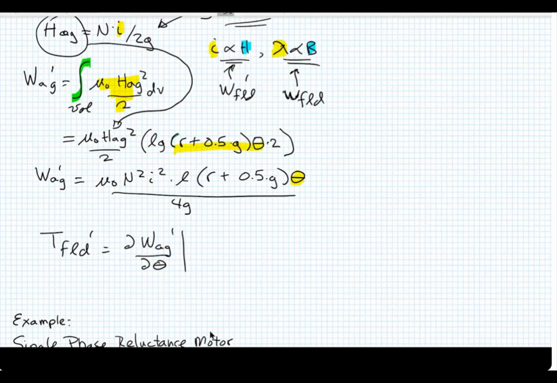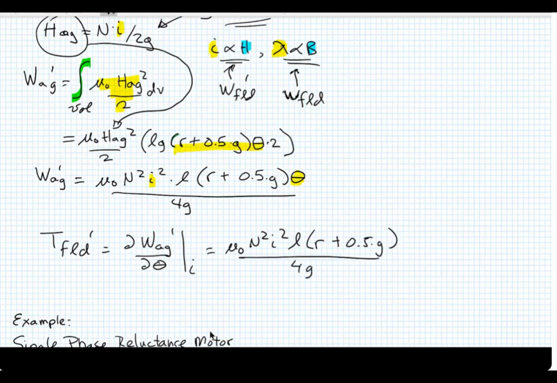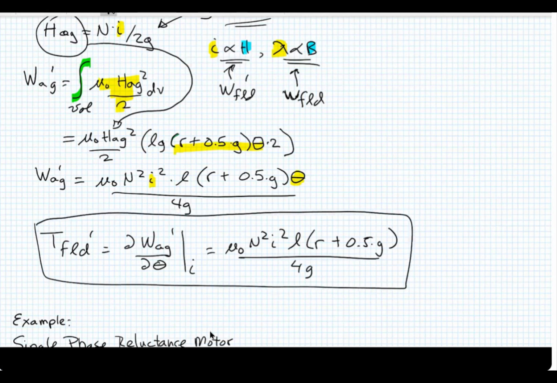What that means is really this. I is not changing with theta, okay? We're evaluating at an instant point. And that's a very key thing to remember. So this is evaluated at a current I. And so your final expression is mu naught N squared I squared L times (R plus 0.5 G) over 4G. So this would be your final answer. And I think the homework problem is identical to this.